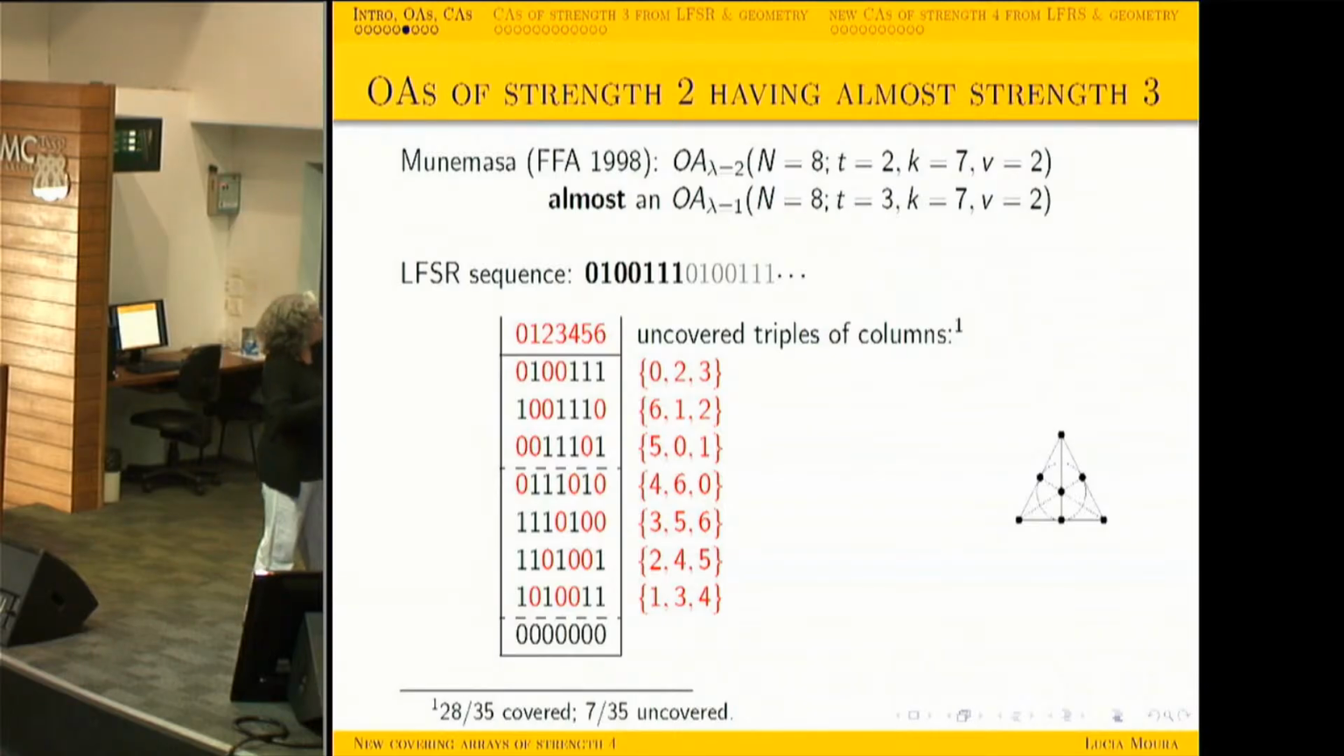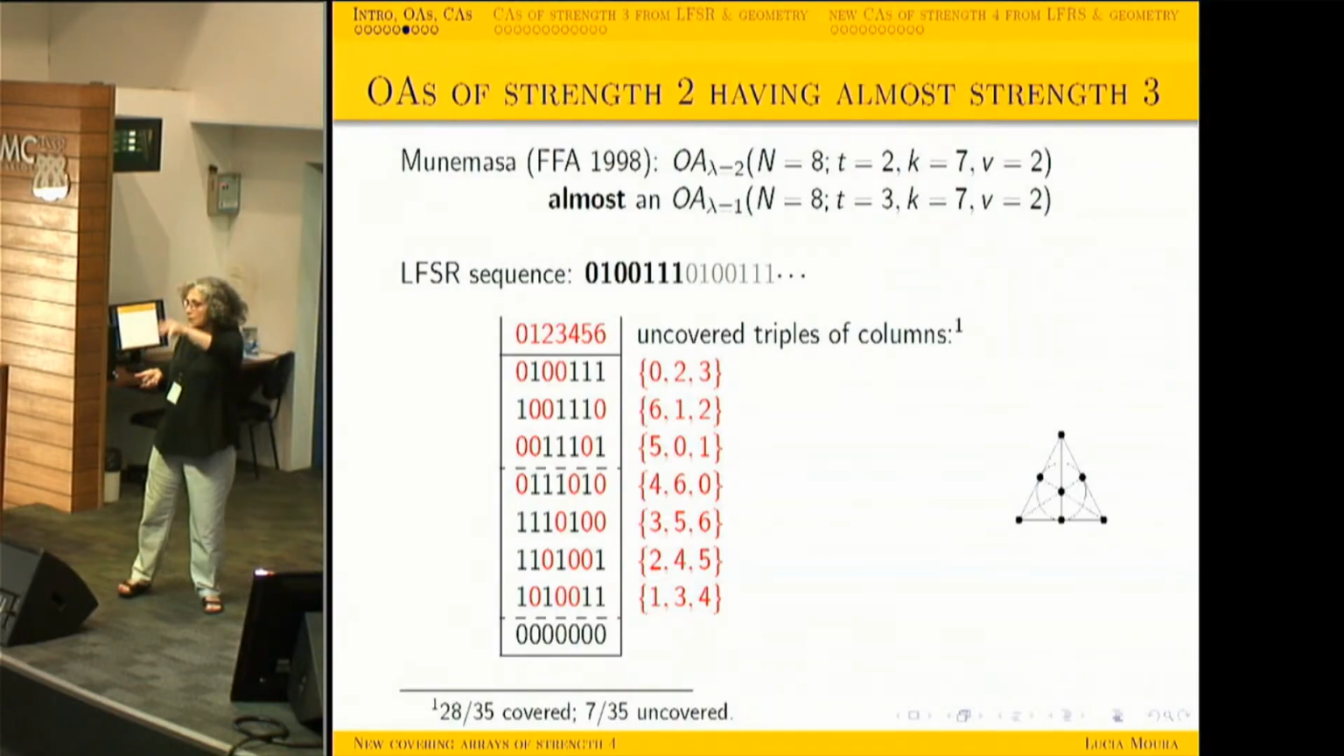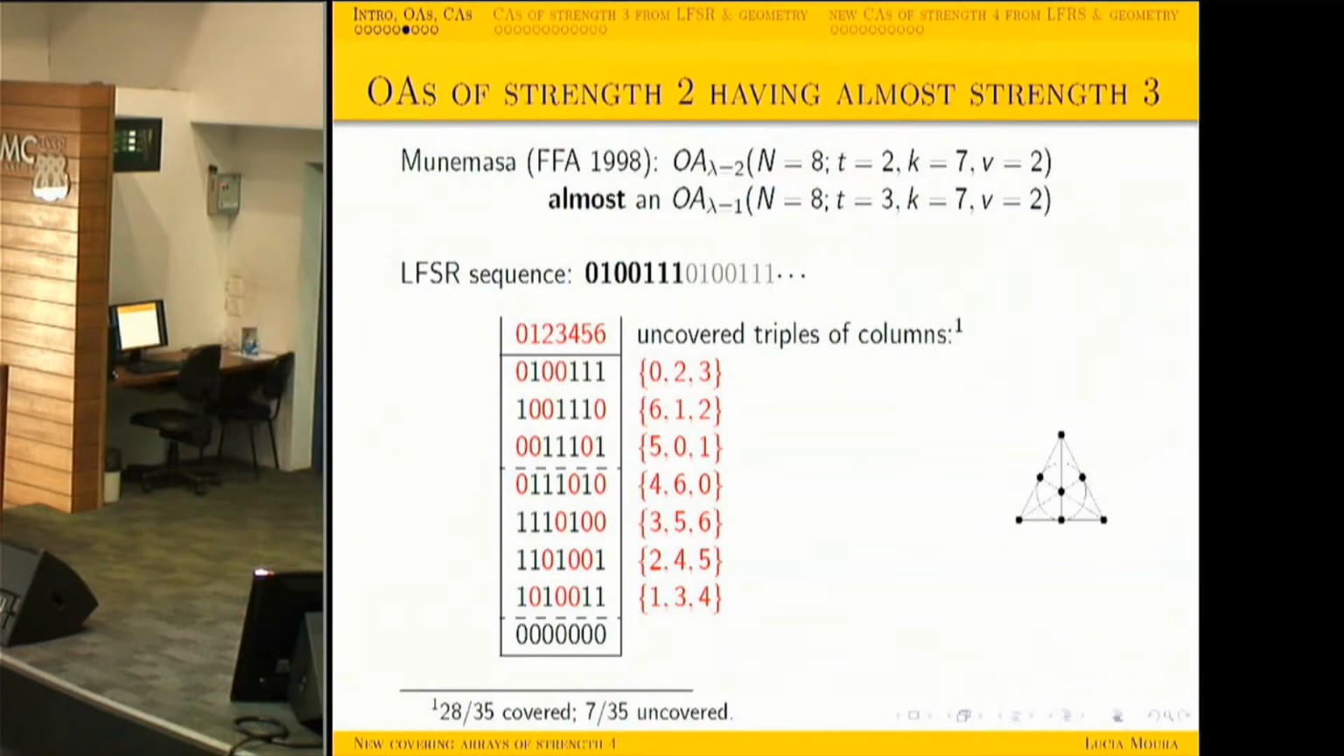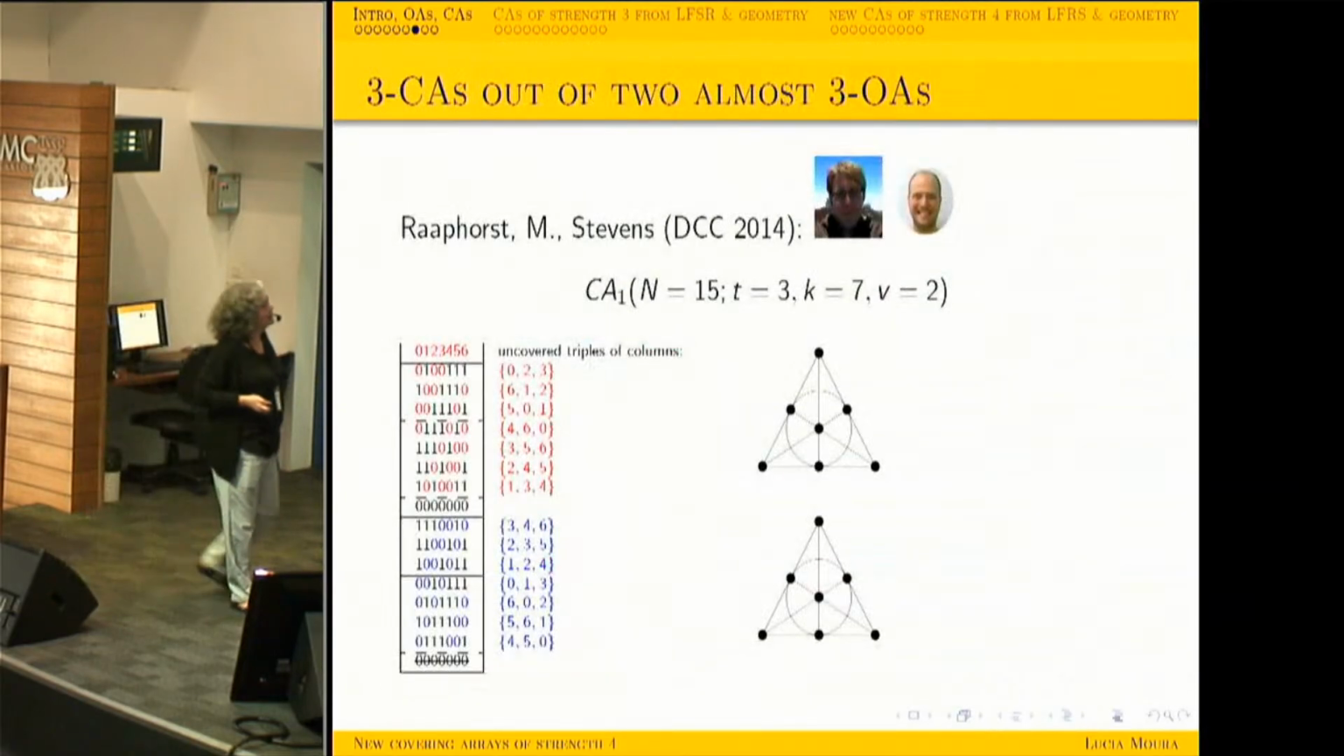Actually, what does it mean, almost strength 3? For example, in this case, I have all the pairs covered twice, but the triples are covered for some columns, but not for others. So out of the 35 triples of columns that I need covered, 28 are okay, but 7 are not. And they are listed there, which triples of columns do not have the coverage achieved. It has to do with geometry, but we'll get to that later.